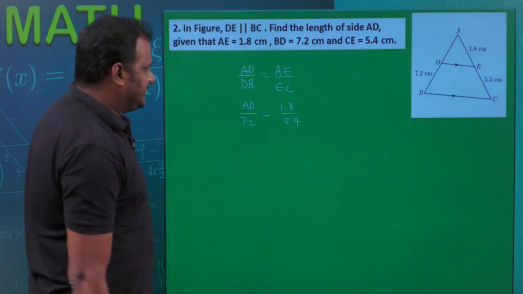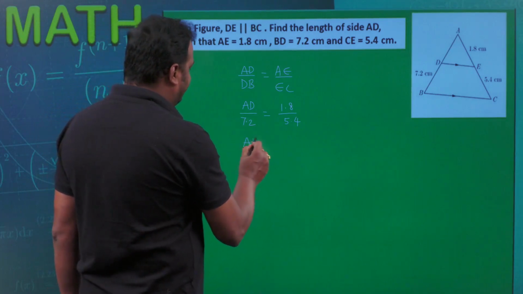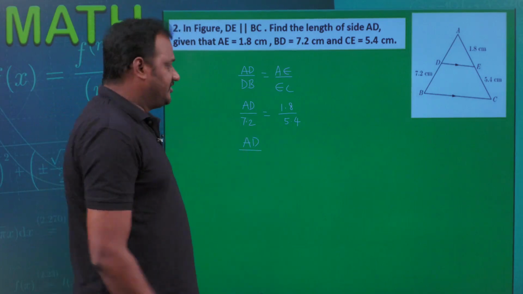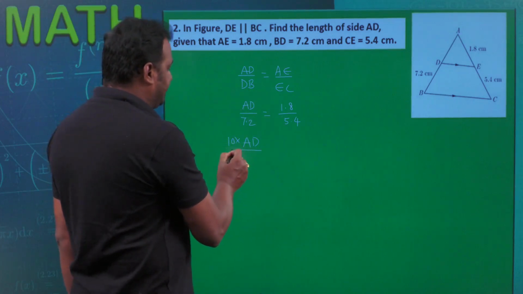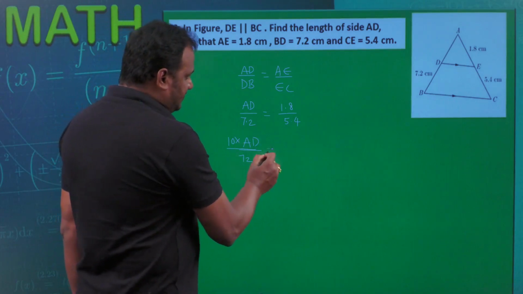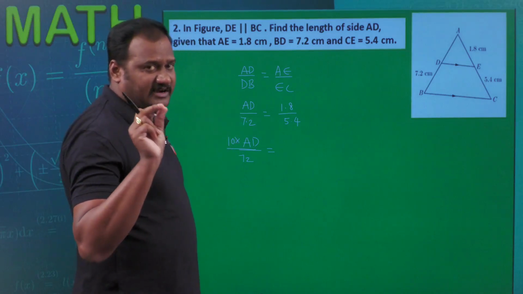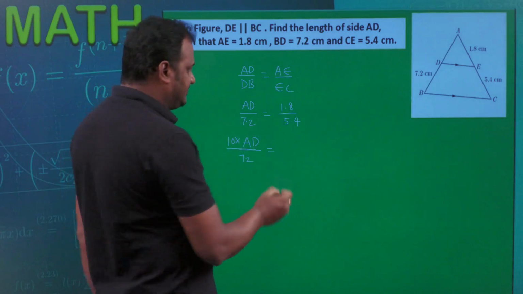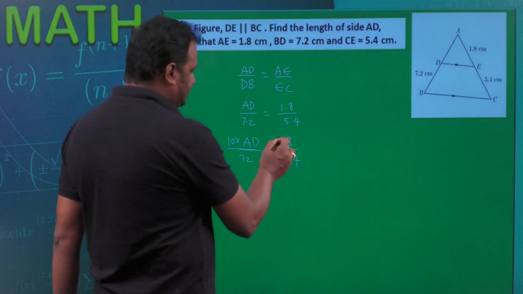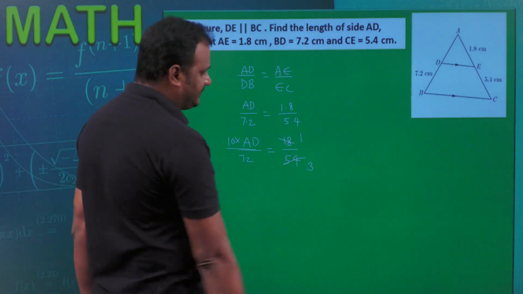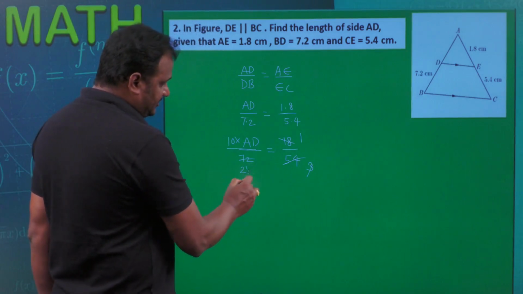In order to simplify this, first let us try to remove the decimal. See here, AD by 7.2, right? So when you remove the decimal, that would be 72 by 10. That 10 goes to the numerator. So that is 10 into AD is equal to 1.8 and 5.4 in both numerator and denominator. After the decimal you have only one digit, so directly you can remove the decimal. Am I clear? Now see the cancellation. 18 ones are 18, 18 threes are 54, and 3 ones are 3, 3 twos are 6, 3 fours are 12.